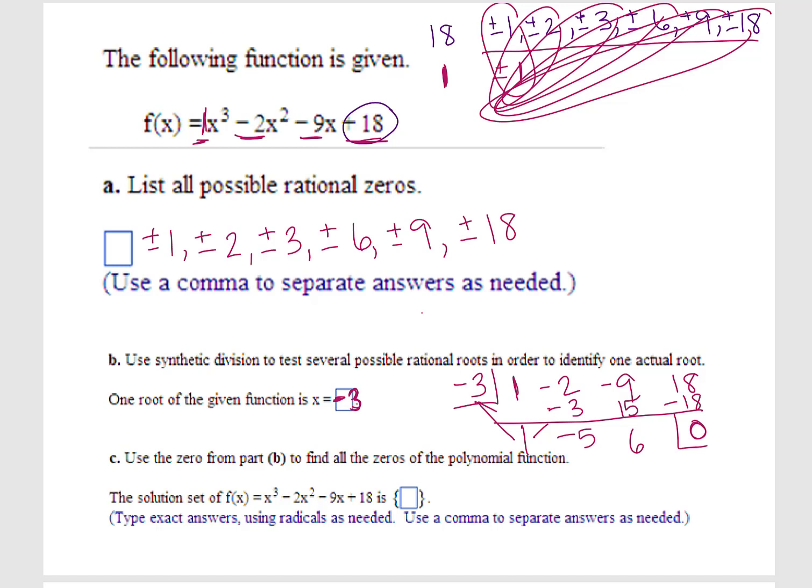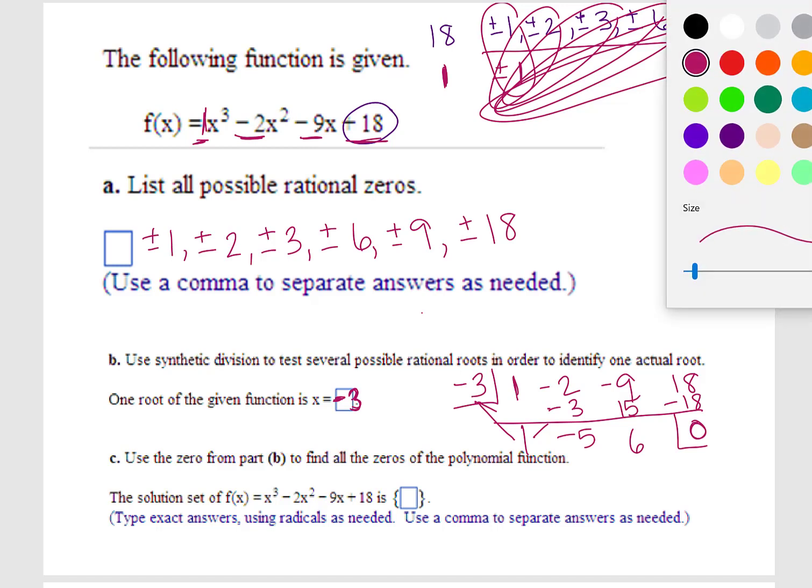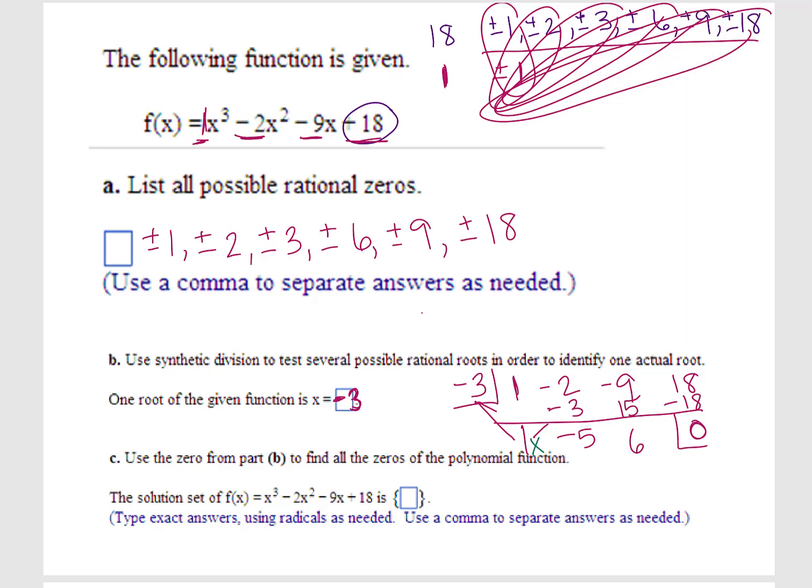Okay, now look at what we're left with. We're left with x squared. Remember before in 3.3 when we did synthetic division, what we would be left with, that leading term would be 1 power less than what we started with. So up here we started with x cubed. So this one right here is x squared minus 5x plus 6. Well, I could factor that, right? I could factor that and I could find my other two zeros. I could use the quadratic formula on this.